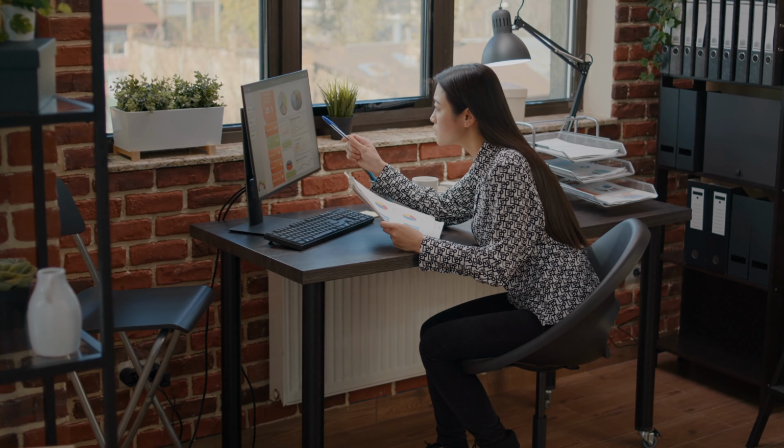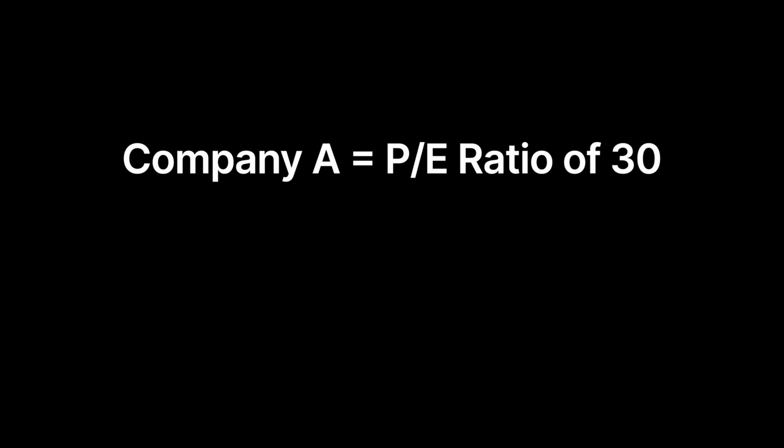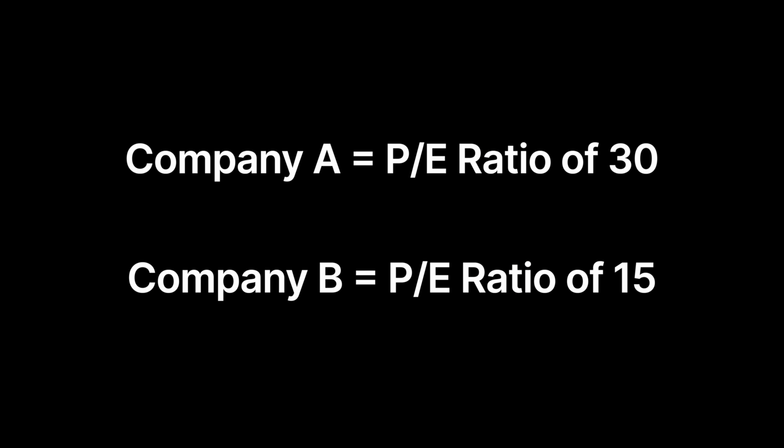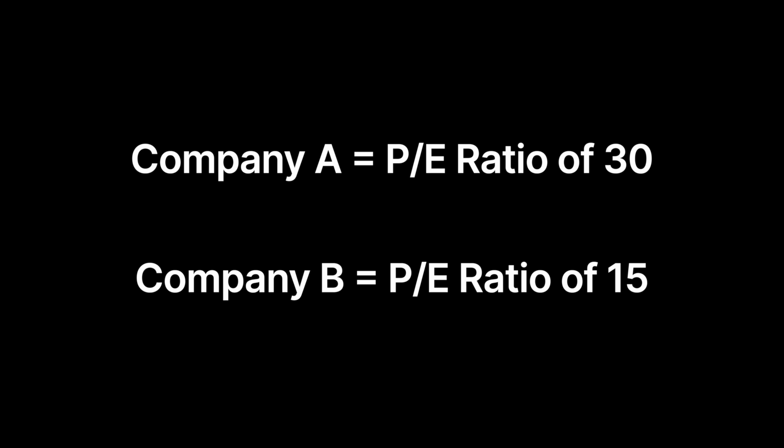So how can you use the PE ratio when evaluating stocks? One common approach is to compare a company's PE ratio to those of its peers in the same industry. For example, if Company A has a PE ratio of 30, while its main competitor Company B has a PE ratio of 15, this may indicate that Company A is overvalued relative to its earnings.